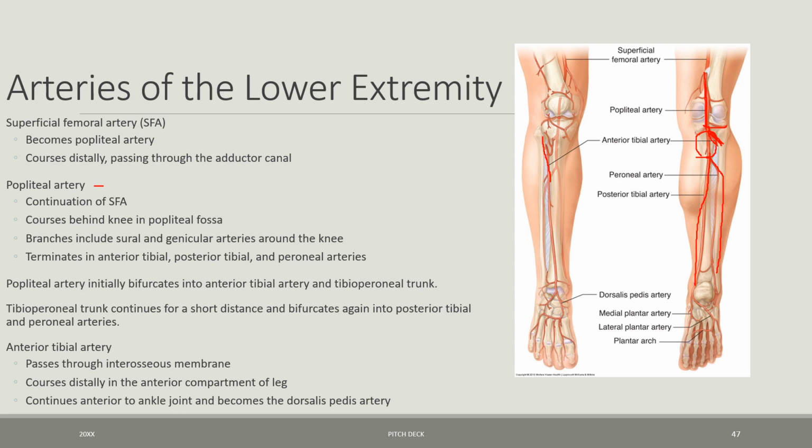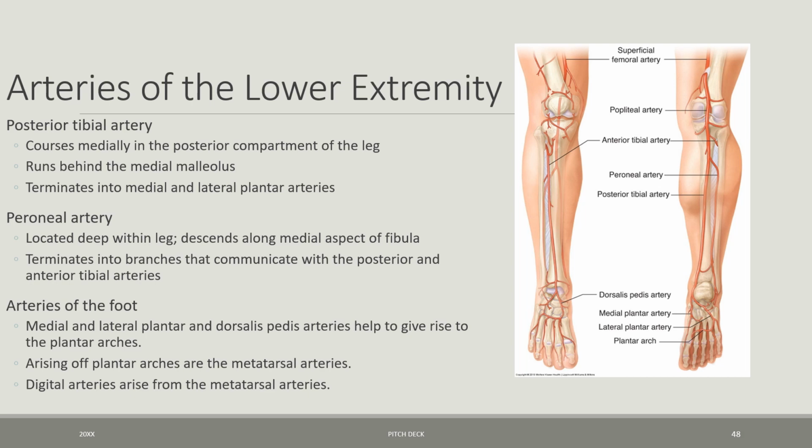Now they're going to come together again, and they are going to anastomose here in the anterior aspect of the foot, where we see the dorsalis pedis artery and then the digital arteries again. So that posterior tibial artery wraps around, comes medially, travels just superficially to the medial malleolus. The peroneal artery runs a lot deeper and posterior to the fibula. The arteries of the foot are made up of the medial and lateral plantar and the dorsalis pedis, and give rise to the plantar arches.